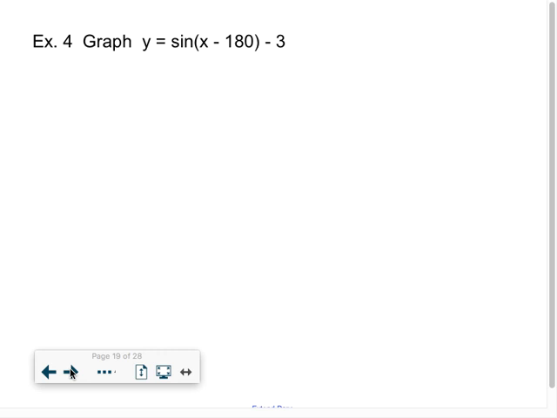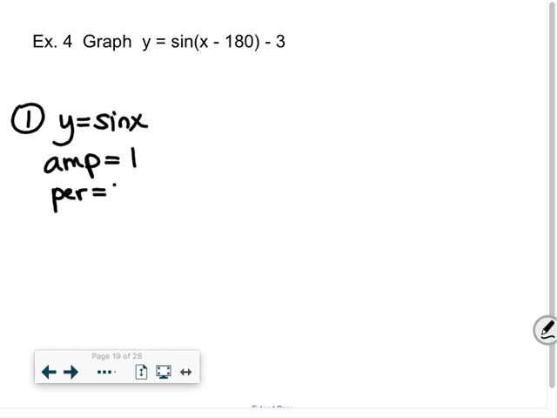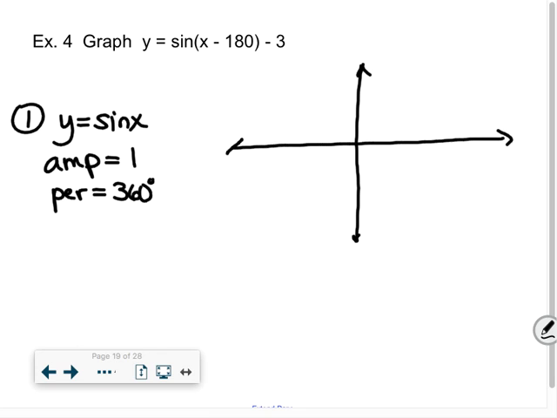So we want to graph y equals sine the quantity x minus 180, minus 3. So step 1 is, I want to graph y equals sine x. So I apologize, these are not very interesting. The amplitude is 1. The period length is 360. I make 4 ticks to the right, call it the period length. The amplitude is 1, but can you tell?